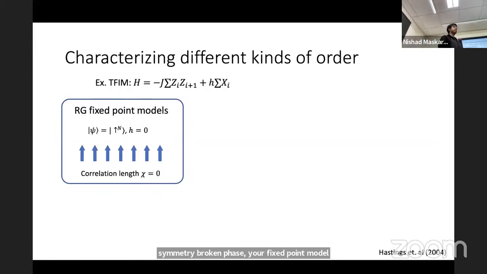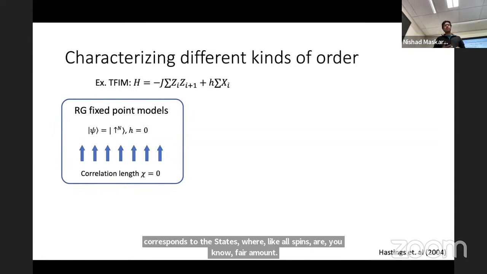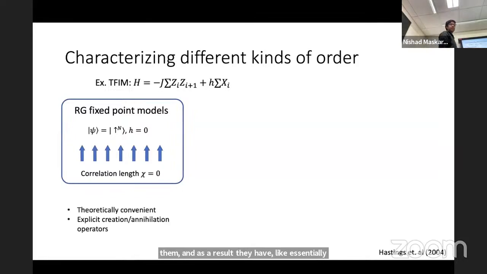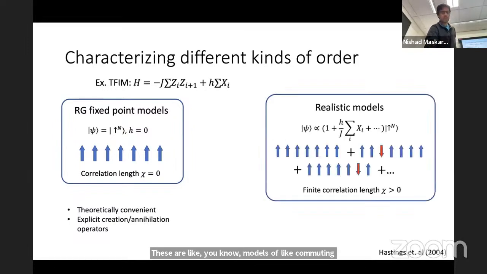These states have no quantum fluctuations on top of them. And as a result, they have essentially correlation length 0. They have no local quantum fluctuations. So they're very theoretically convenient. And actually we have a very microscopic way of talking about excitations and other things in these types of models. For those who maybe are more familiar, these are models with commuting projector Hamiltonians, parent Hamiltonians.